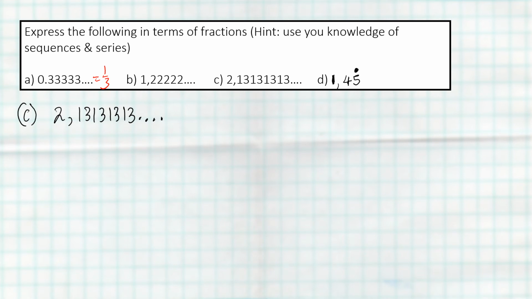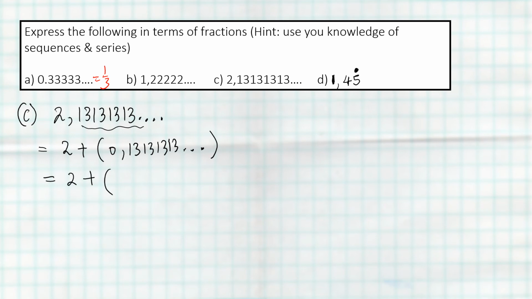Okay, with C, we are given 2.13131313. Can you see that 1313 is the part that is recurring? This one is a little bit challenging, but you do it using the same approach: you take the 2 out, then you'll be left with 0.13131313, going towards infinity. After doing that, we can write this in brackets in terms of a series, to say 0.13 plus what?